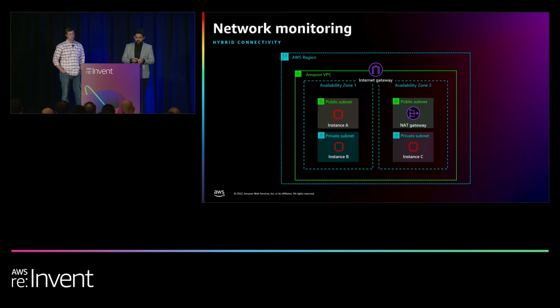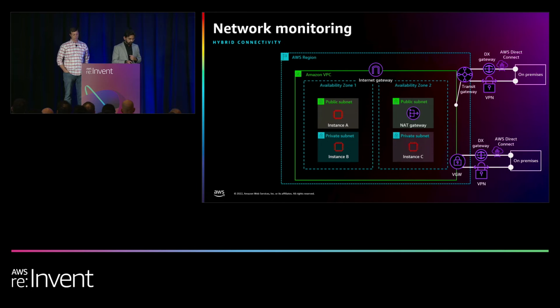So many customers are also building hybrid connectivity through site-to-site VPN and Direct Connect to various on-premises locations to support multiple use cases, such as backing up data to the cloud, maybe integrating your on-prem applications with AWS-based applications, or maybe just giving private access to your workers to AWS as well. So how to monitor this type of connectivity?